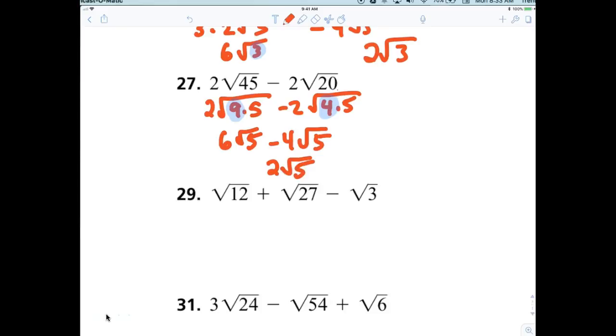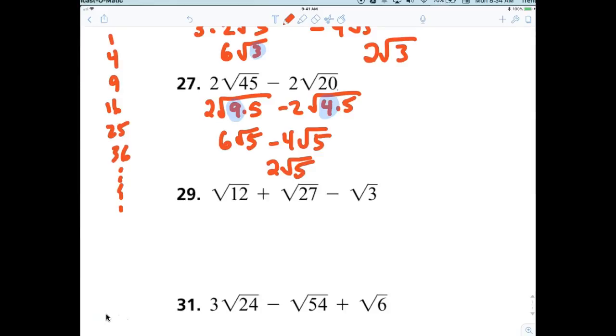Everybody with me on this? When you're trying to find what goes into a radical, you just guess and check. You're looking for, remember, the perfect squares. Remember the perfect squares: 1, 4, 9, 16, 25. The question is, how do I know that? Just because I know perfect squares.